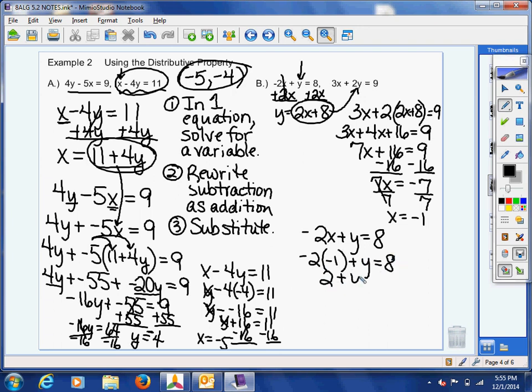So we have 2 plus y equals 8. We'll take away 2 from each side, and y is 6. And so our point of intersection, remember, x is -1, y is 6. There's our point of intersection.